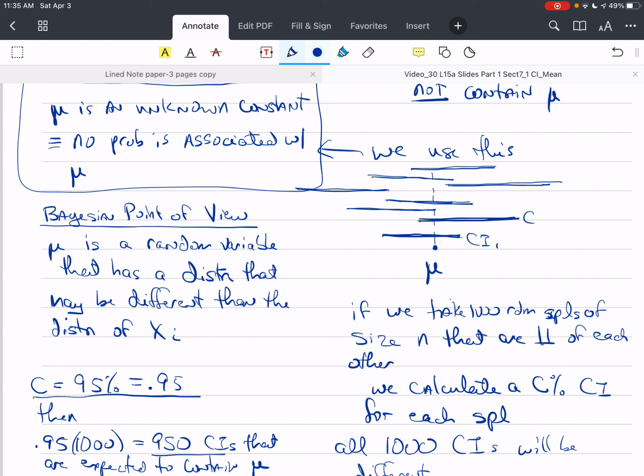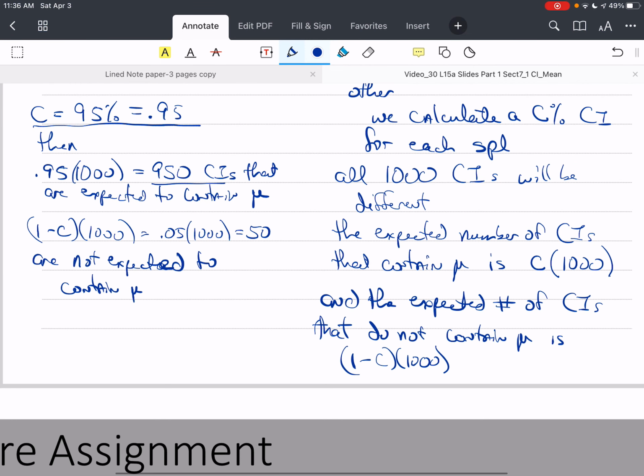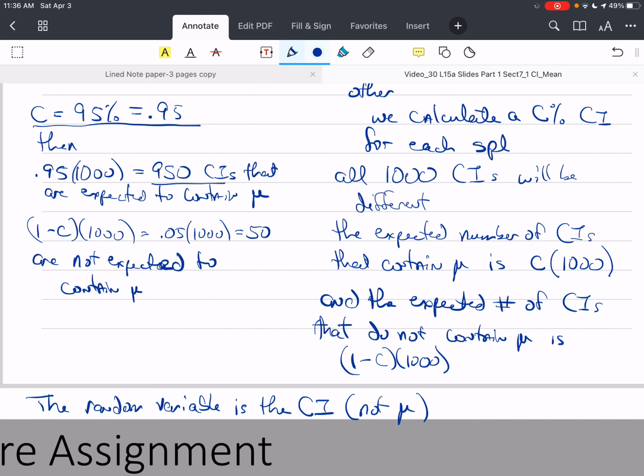Let's say CI1, CI2, CI3, CI4, CI5, CI6, CI7. I hope you get the idea. The random quantity is the interval, not mu. The random variable is the confidence interval, not mu. So when we interpret a confidence interval, we are going to talk about the probability that the interval contains mu, not that mu is in the interval, because that implies that mu has some probability, and it does not.